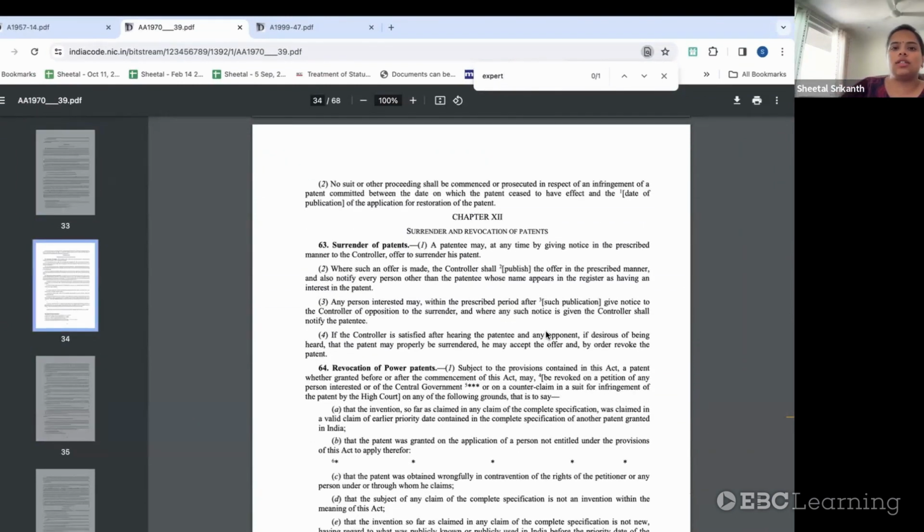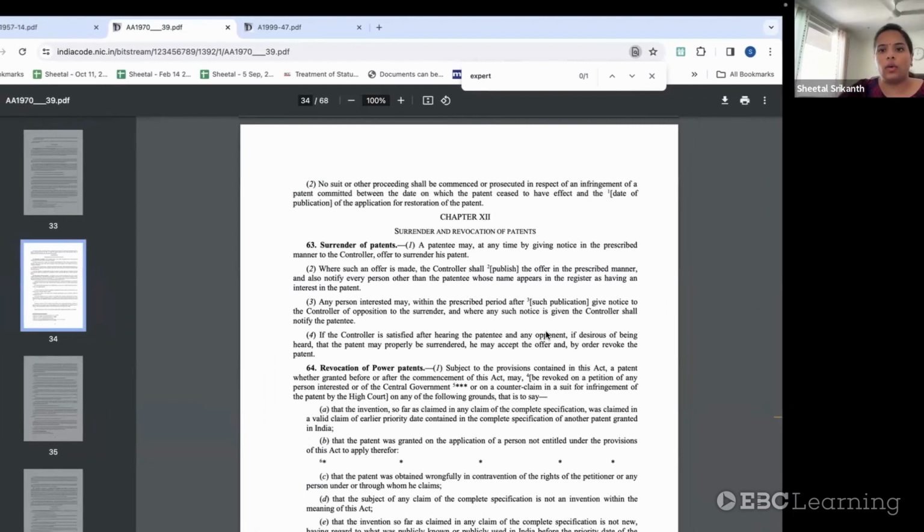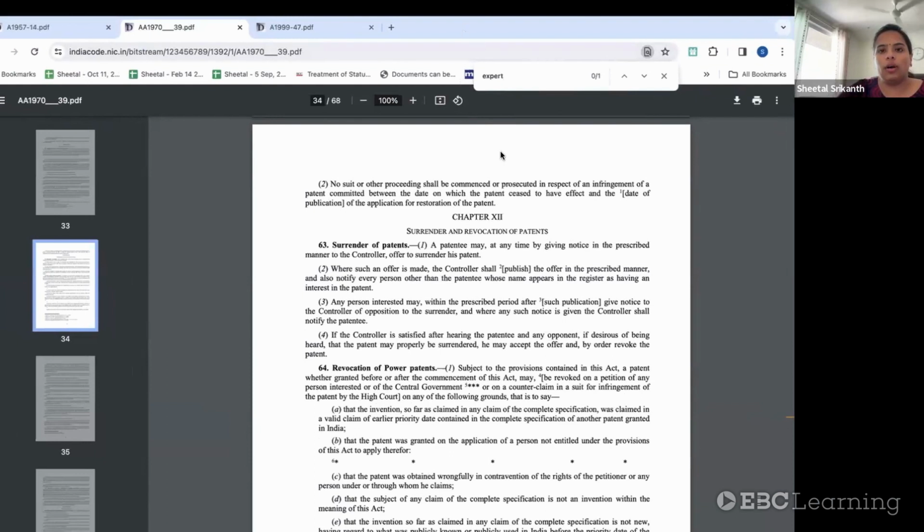So, for instance, Section 63 speaks about surrender of patents. A patentee may at any time, by giving notice in prescribed form, surrender its patent, right? And any decision in relation to this is taken by the controller, even including oppositions in this regard. And any such decision can be challenged by way of an appeal. Now, this appeal gets filed before the High Court. That is an example of what I was trying to explain.